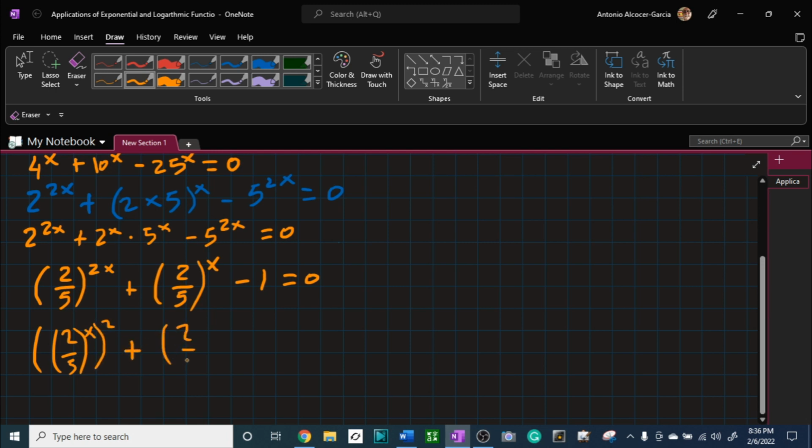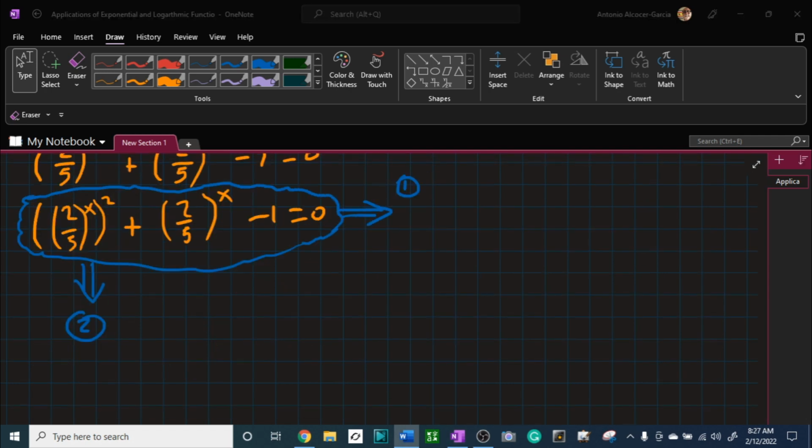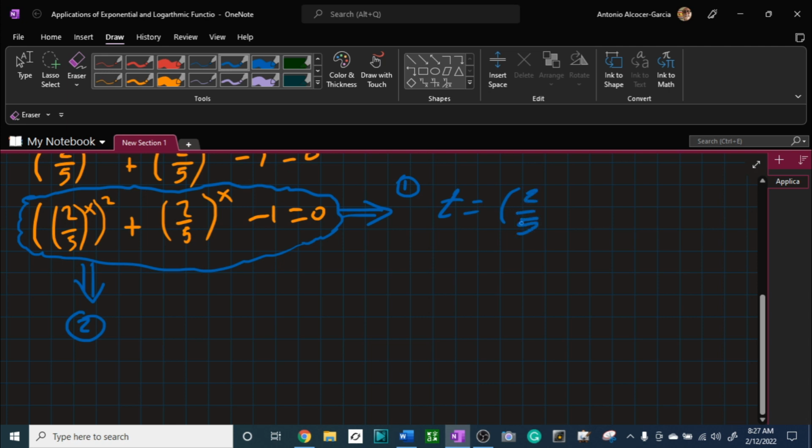Why use substitution? Substitution is used to transform a complex equation into something simpler that we can easily solve. Example. Take for example the following equation. First, solve the equation, using t equals open parenthesis 2/5 close the parenthesis, with power x. Second, substitute. You write, t squared, plus t, minus 1, equals, 0.